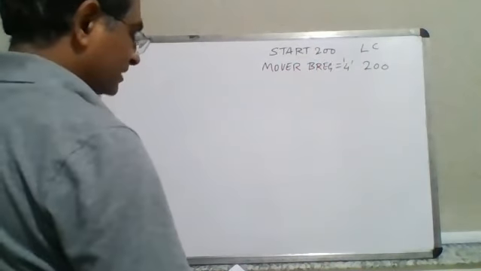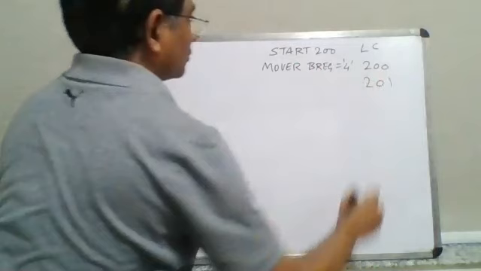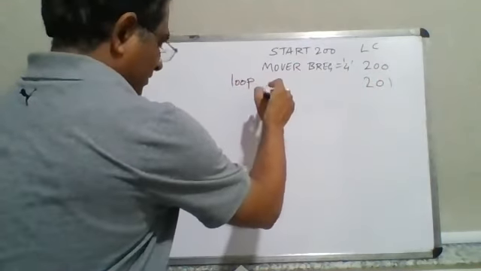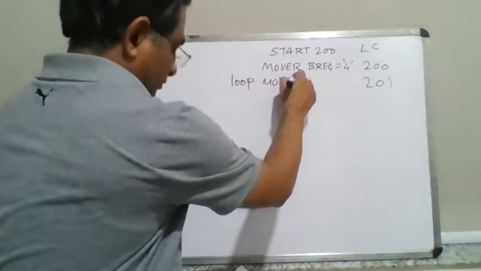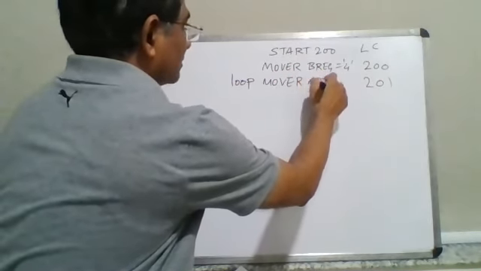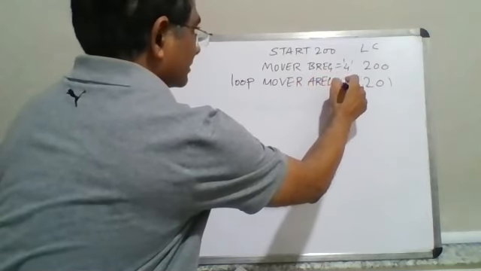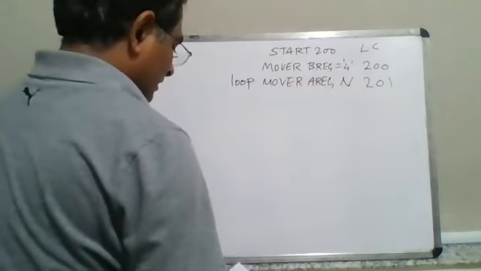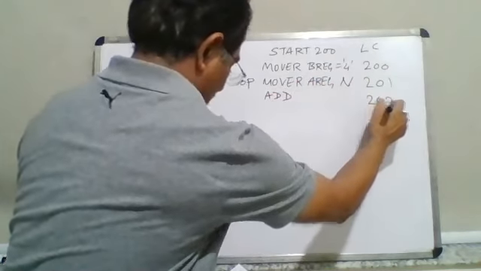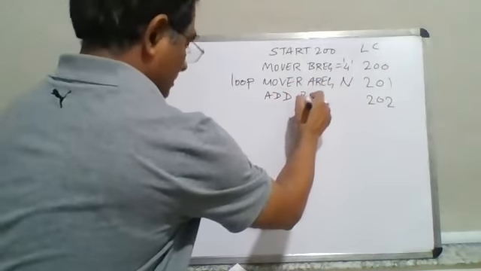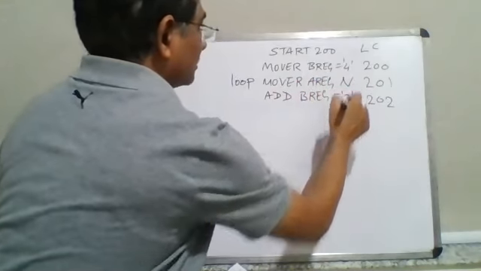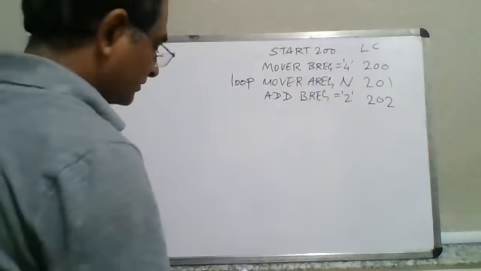The length of this is 1, so the next instruction would be at 201, and I'm writing somewhere something like this, LOOP. There is one loop. MOVER. Don't worry, I'm going to explain what it is all about. MOVER again, and I'm saying a register, right? And that value is, let's say, symbol is N. Okay. Then there is something like ADD, so it will be 202, right? So ADD BREG, B register. Just note this down so that it becomes easy for you, because otherwise it is a difficult topic to understand.